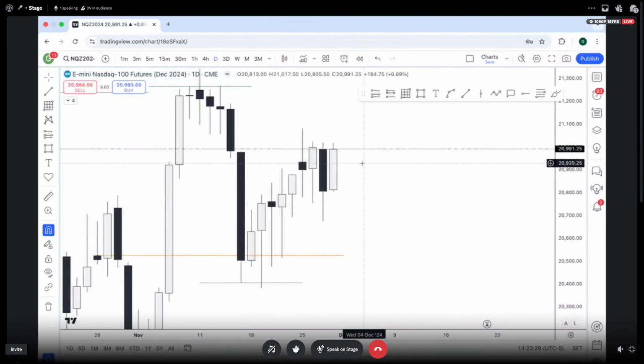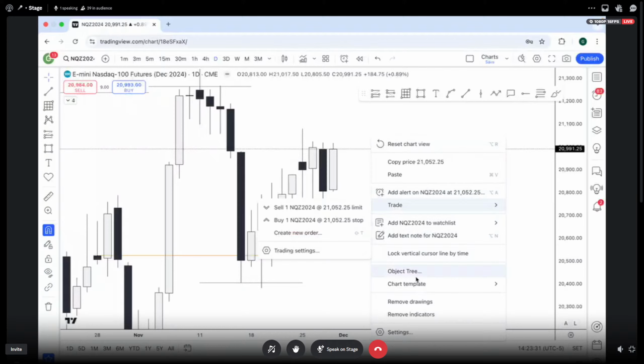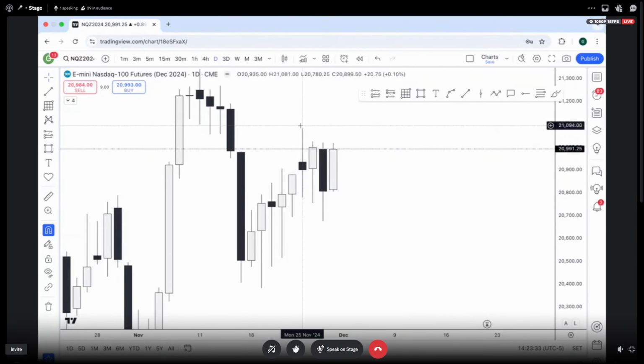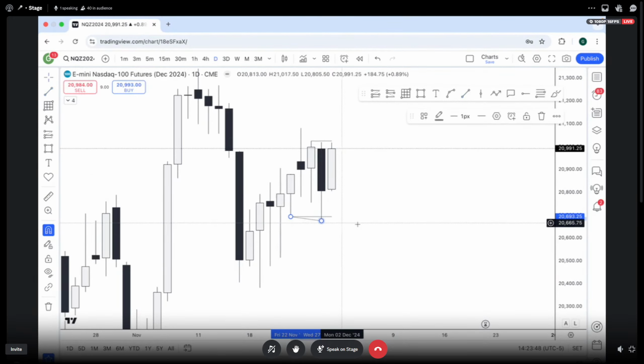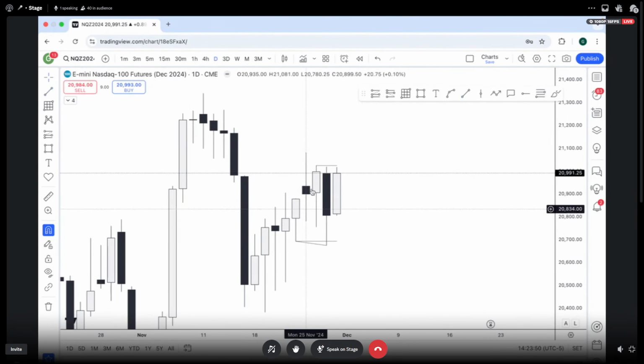Right. I want to see continuation signatures. What are continuation signatures? Leaving failure swings when you retrace. That's a retracement signature. You see these little failure swings up here. Does this look like a reversal to you? No. So what does that mean? We're going to continue basically, especially when we take out lows and create SMT. So why was I bullish today?